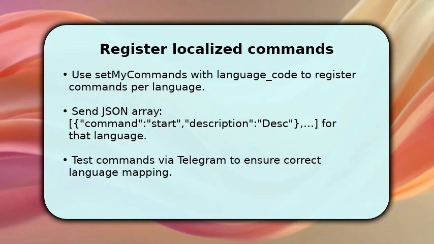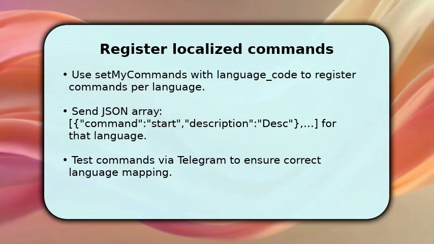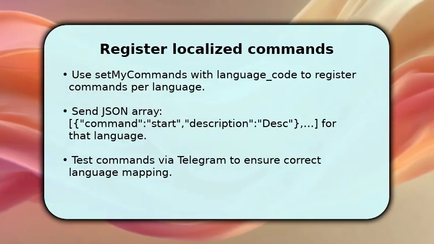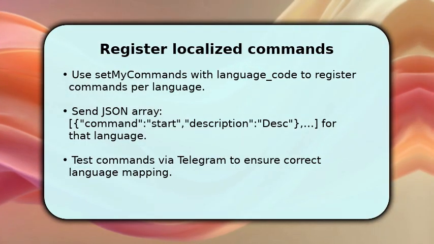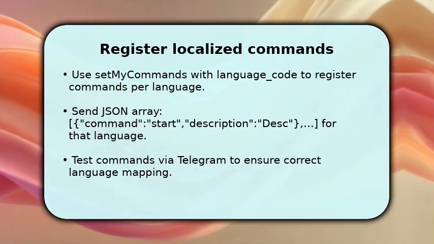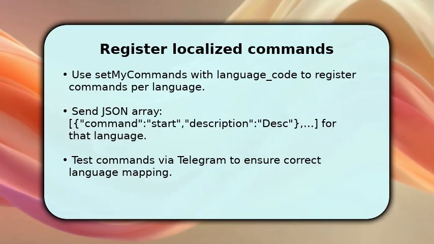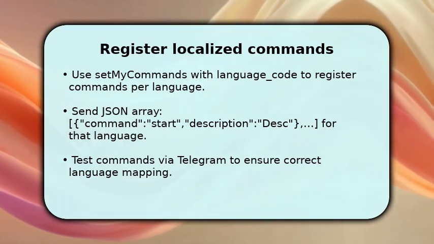Call the setMyCommands endpoint with your bot token and include language_code equal to the language you want, plus the JSON commands array. This tells Telegram which command list to display for users with that language preference. While registering, include translated descriptions and ensure command names match your bot logic.